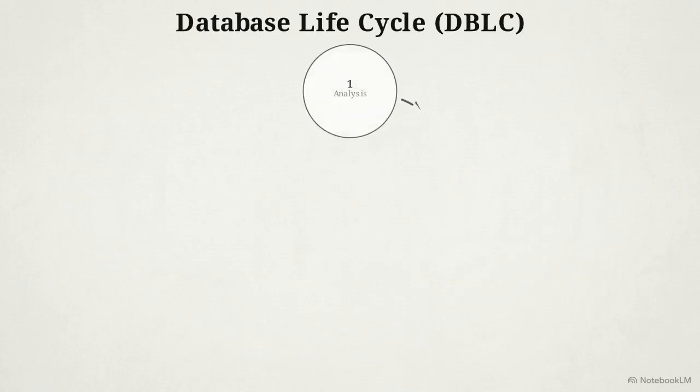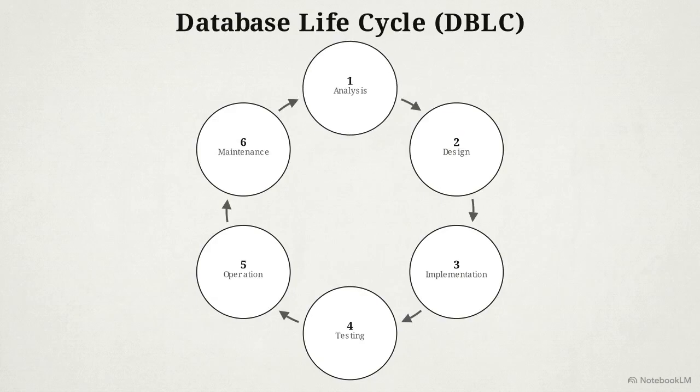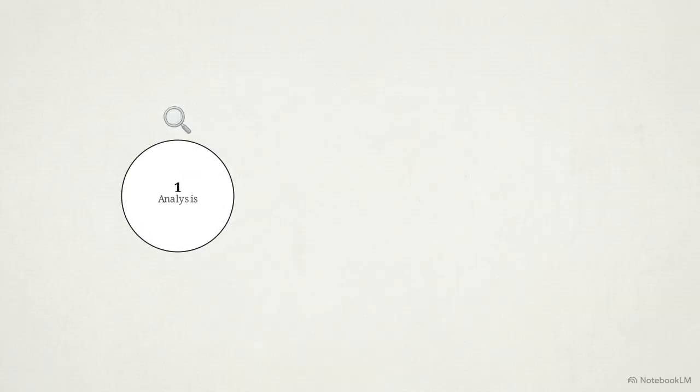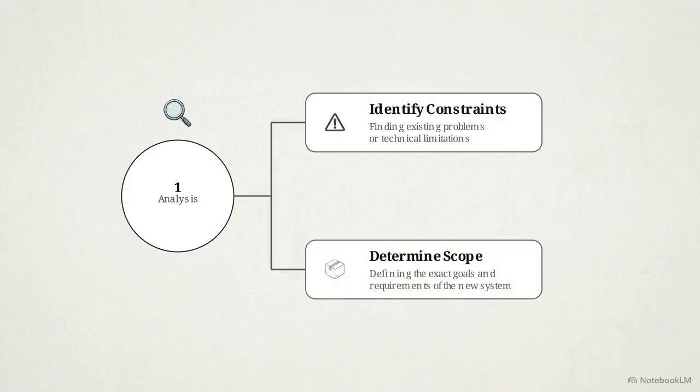Engineers manage this complexity using a framework known as the Database Lifecycle, or DBLC. This lifecycle consists of 6 phases: analysis, design, implementation, testing, operation, and maintenance. The cycle begins with analysis. In this phase, engineers examine existing systems to identify technical constraints and determine the exact scope of the business requirements.